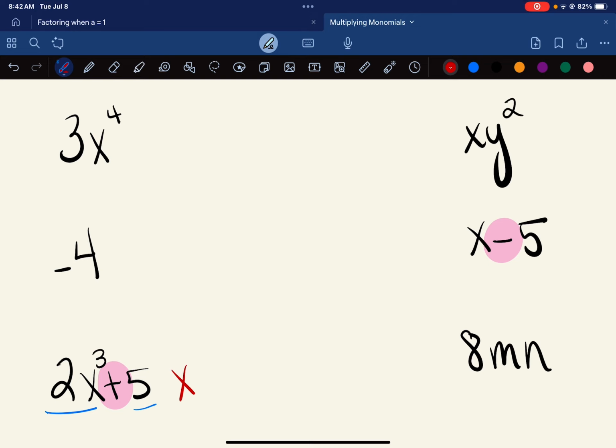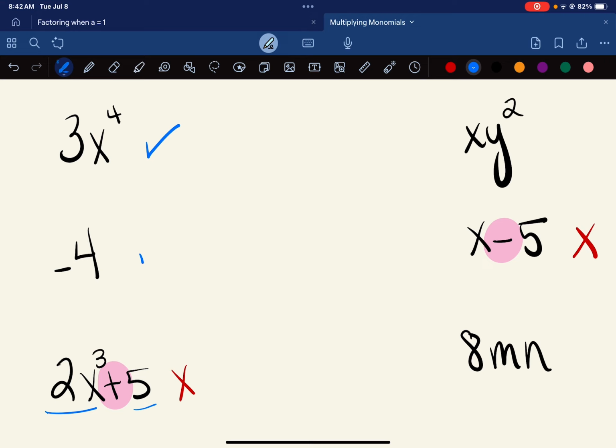Then I have x minus 5 over there in the right column. The x and the 5 are being separated by a minus sign, so those are not monomials. But the remaining 4 examples are considered monomials. 3x to the 4th power. There is no plus or minus sign that is separating any terms from one another, so that's a monomial.